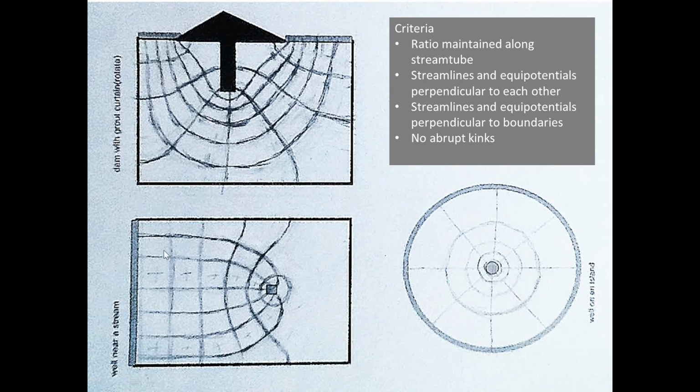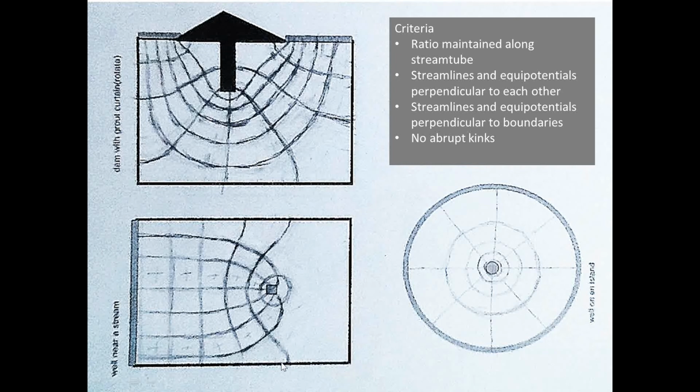So here's this problem: this is a stream, and this is a well, and this is the flow pattern that would go to this well. And you can see, if you follow the stream tube along, that the ratio, which I'm showing here with these crosses, is roughly 1:1, and it's maintained along that stream tube. Here the ratio is a bit more elongate, but as you follow it along here, it's maintained.